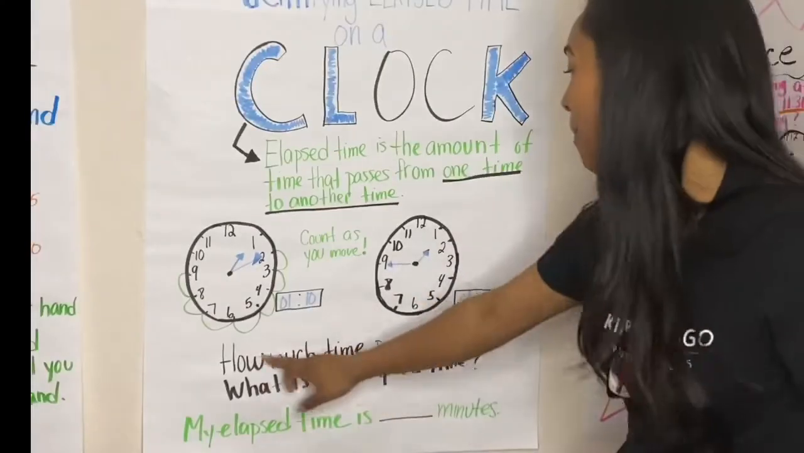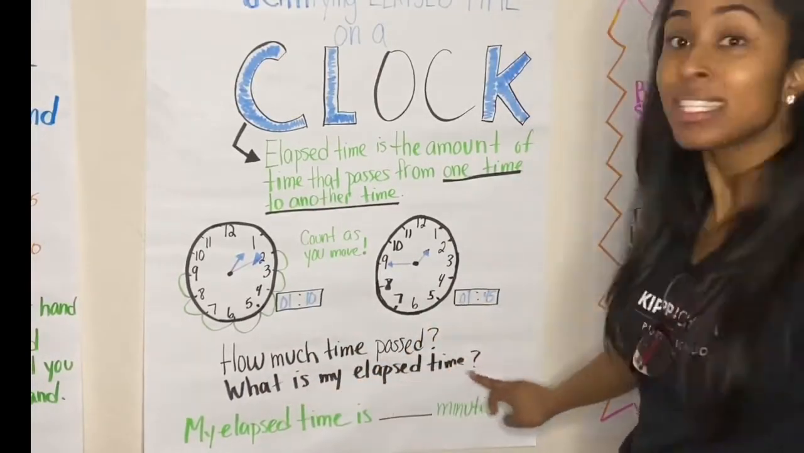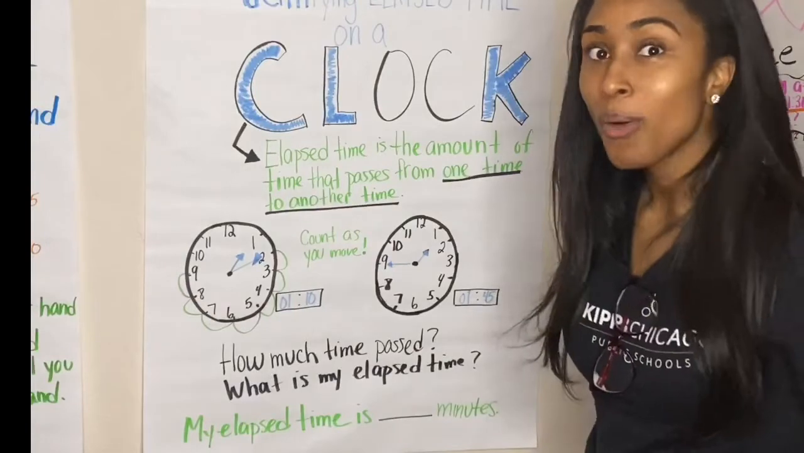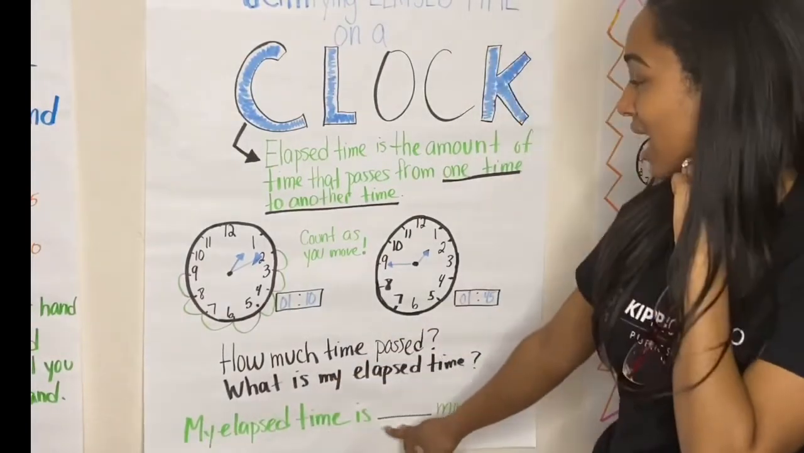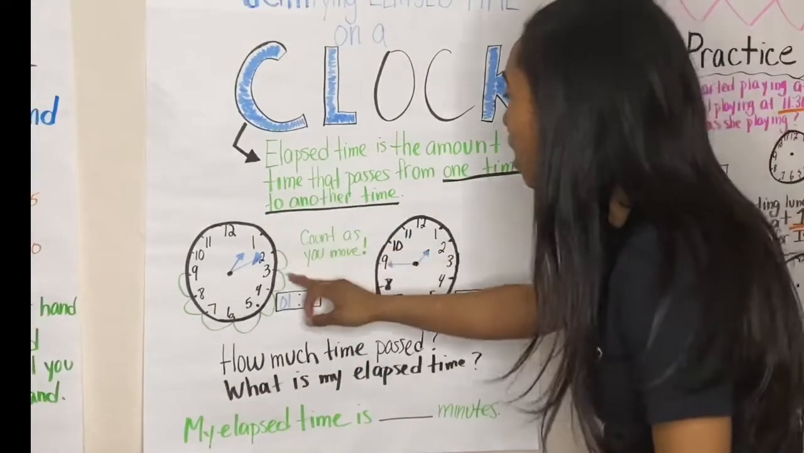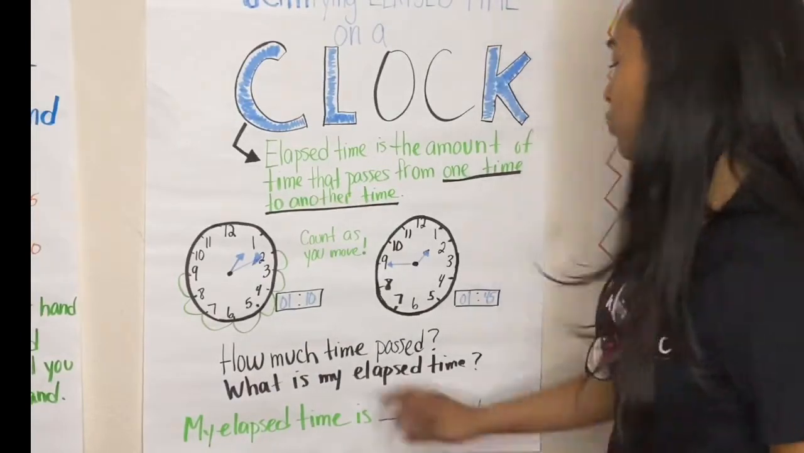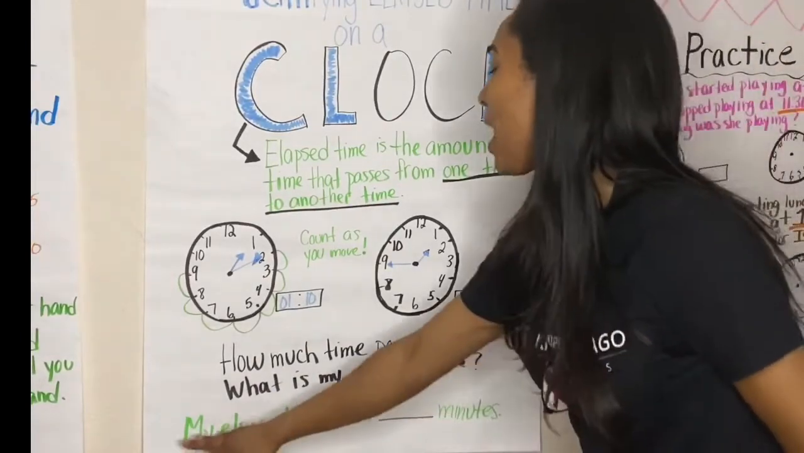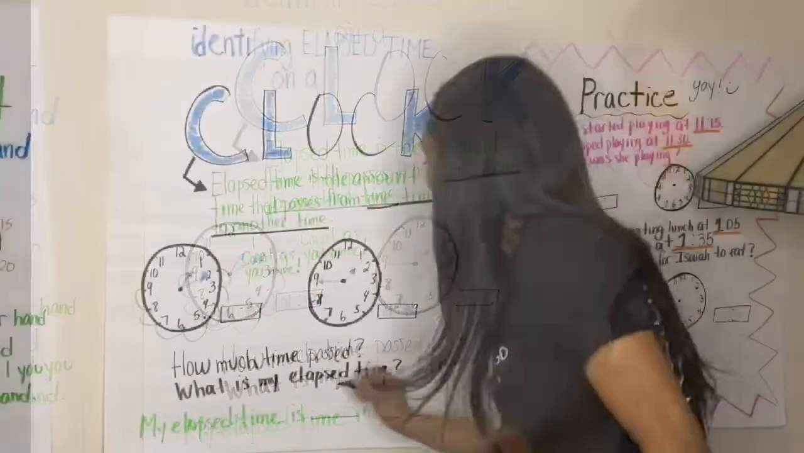So, how much time passed? What is my elapsed time? Do you know? What did we count, friends? My elapsed time is 35 minutes. I counted as I moved by fives and I got 35 minutes. So my elapsed time is 35 minutes.